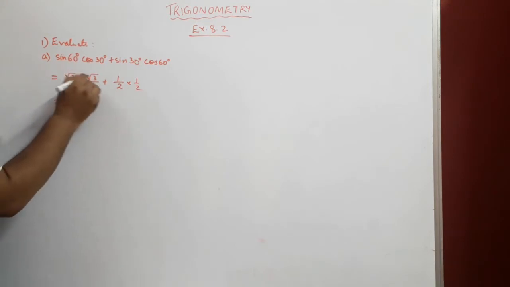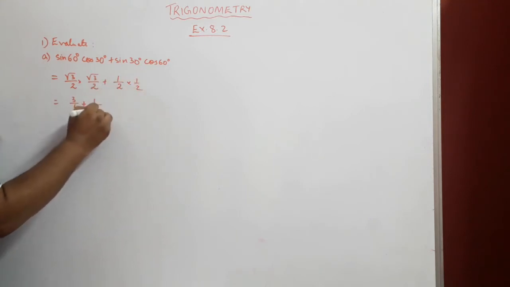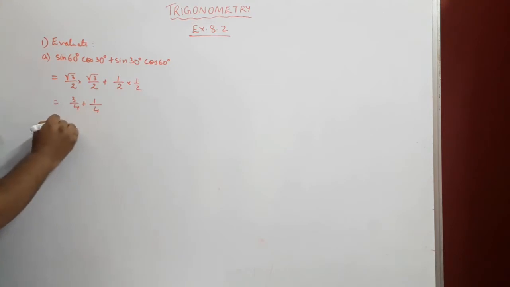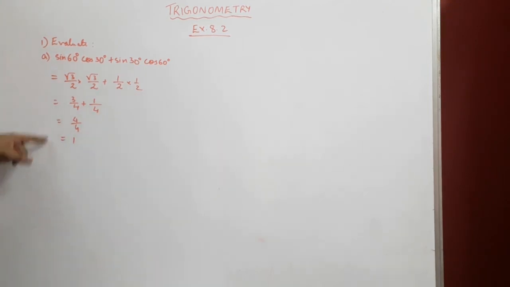So now root 3 into root 3 gives us 3, 2 into 2 is 4, plus 1 into 1 is 1 and 2 into 2 is 4. Since the denominators are the same, we can add them. So we get 3 plus 1, 4 upon 4, which is equal to 1. So the answer to the first problem is 1.